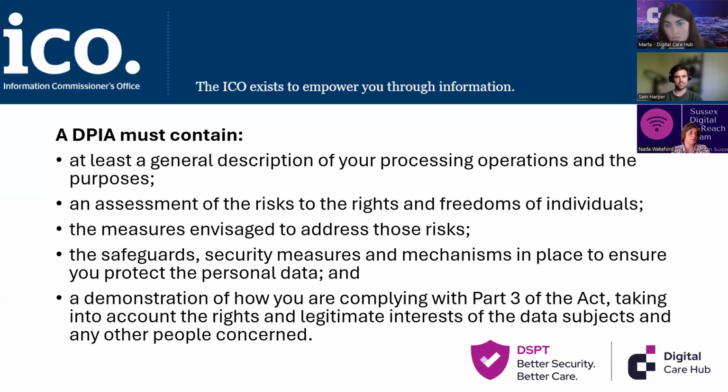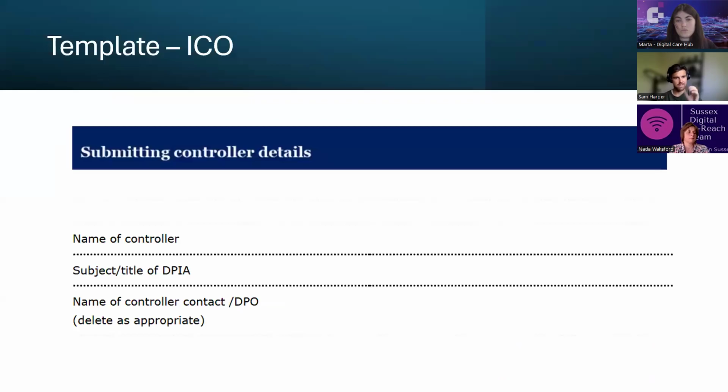And then finally, a demonstration of how you are complying with the legislation out there, taking into account the rights and legitimate interests of the data subjects and any people concerned. So that's exactly what you need to contain. Again, you can create your own templates on that as long as you have those pieces of information in there and can demonstrate it. That would be good. But if you would like a template, as I say, there are templates out there. The ICO provide one. You can really get templates from most organizations. The NHS, they provide an extensive template as well to data protection impact assessments.